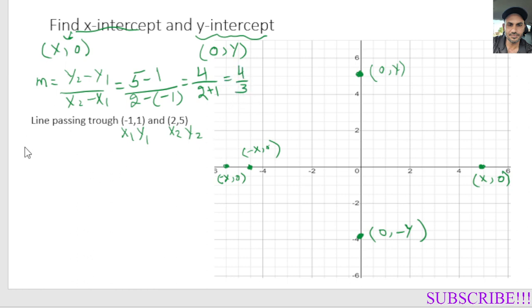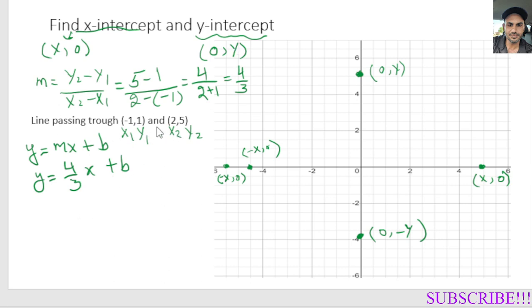Now we can go ahead and put that in y equals mx plus b. That's our slope-intercept form, and then we can plug in the information that we just got for m. So y equals 4/3 x plus b. Now we can solve for the b. When we solve for the b, we find the y-intercept, because b is the y-intercept.